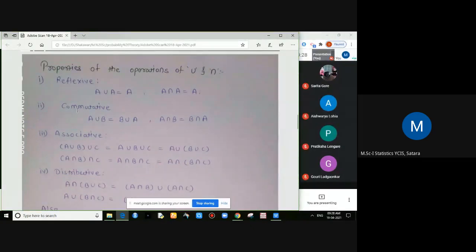Second is the commutative property. Commutative means if we take A union B and B union A, that is, we just change the order, then the result of both operations is the same. A union B is again B union A. And the same for the intersection: A intersection B is again B intersection A.